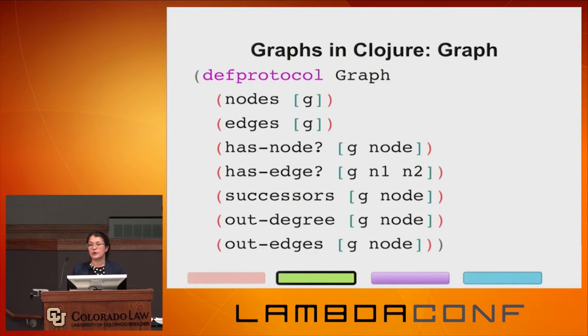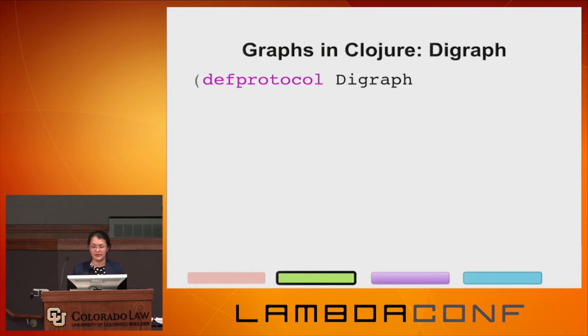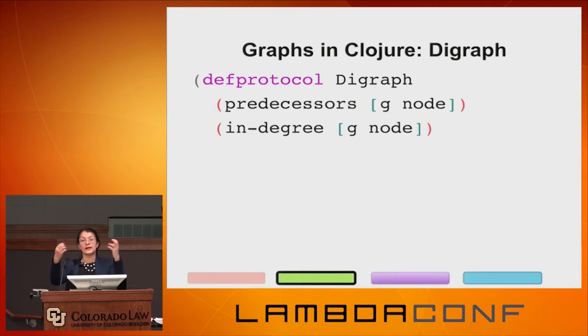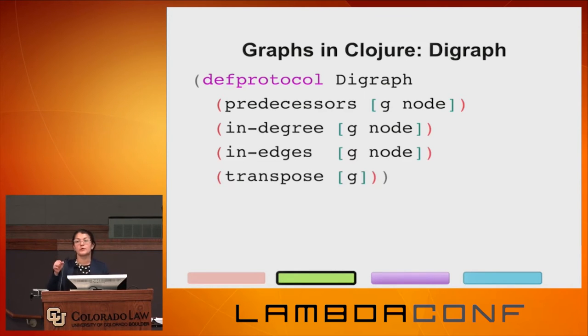Now we have a protocol for directed graph, also known as digraph. So we have a way to retrieve predecessors given a node in the graph. We have a way to retrieve in degree, so how many edges are actually going into the node, and what are the edges going into the given node. And we also have the function transpose, which basically returns the graph with all the edges reversed.